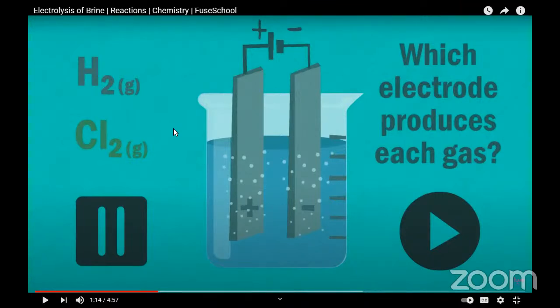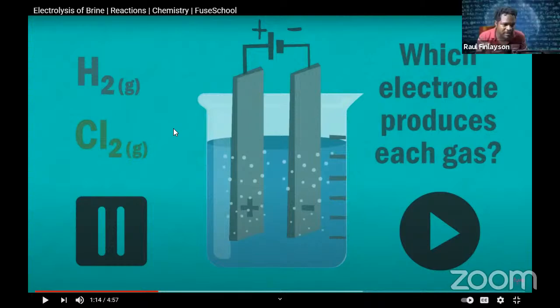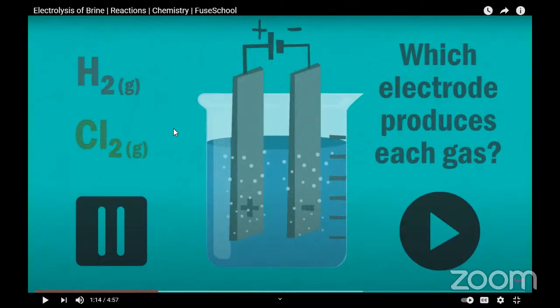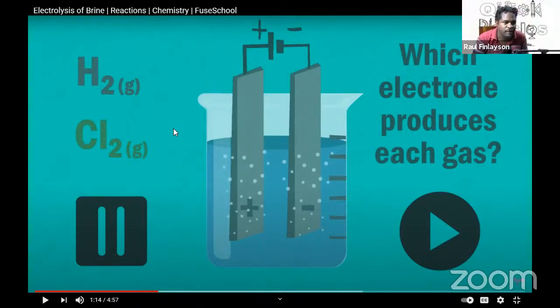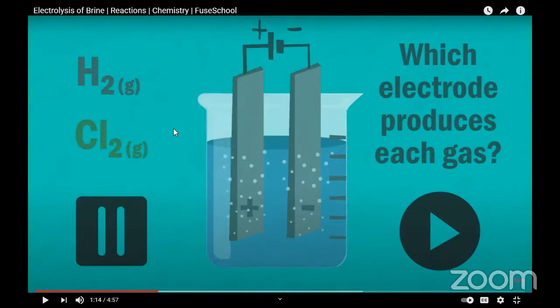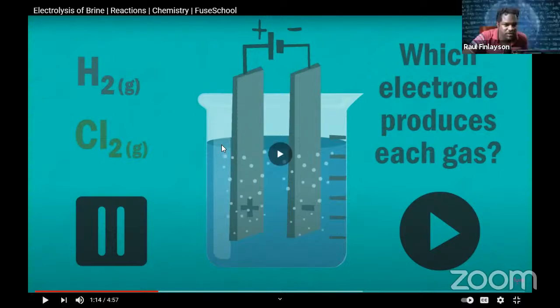Casey is saying that chlorine would go towards the negative electrode. Is it? I said negative, sir. Chlorine will go to the negative electrode. All right, okay, let's confirm that.